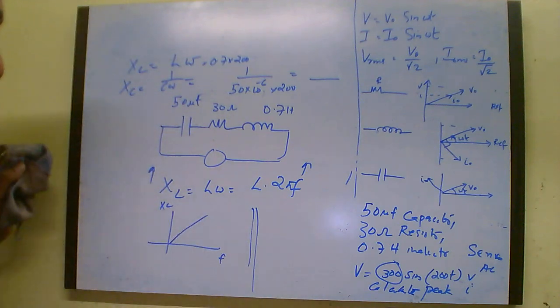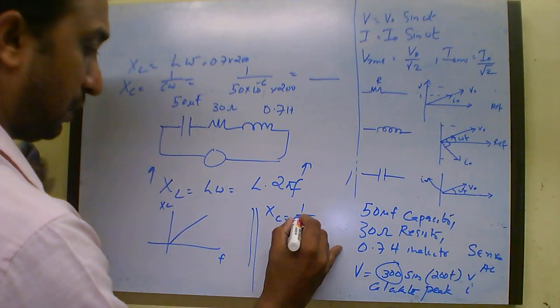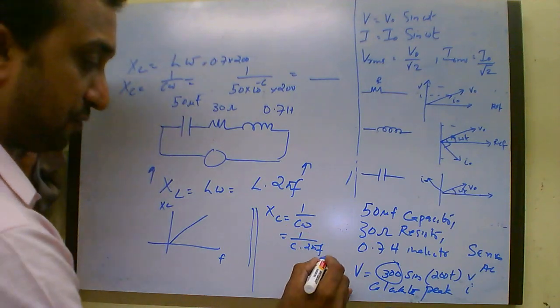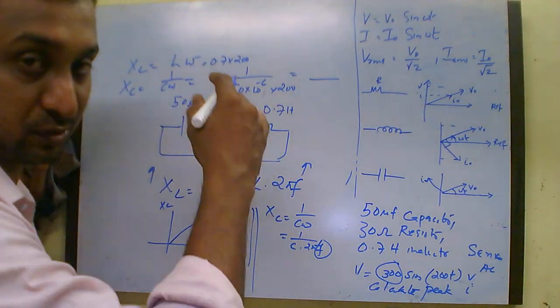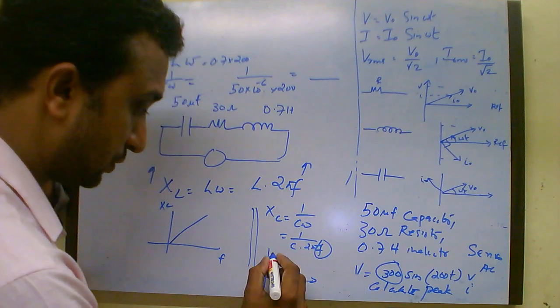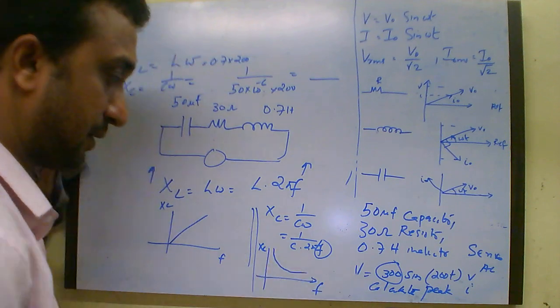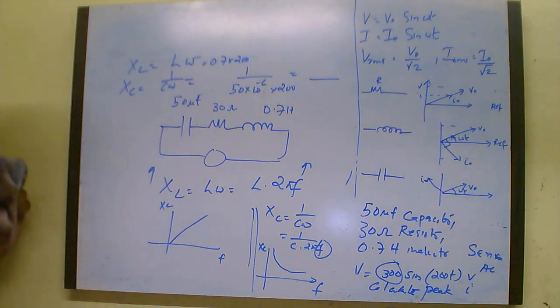But if you use the same logic for the capacitor, XC is equal to 1 by C omega, so 1 by C times 2 pi f. So if f increases, XC has to decrease, and it is not a linear decrease, it is a curve. So the graph between XC and frequency will be like this. So this is a normal question related to XL and XC. Hope you understood.